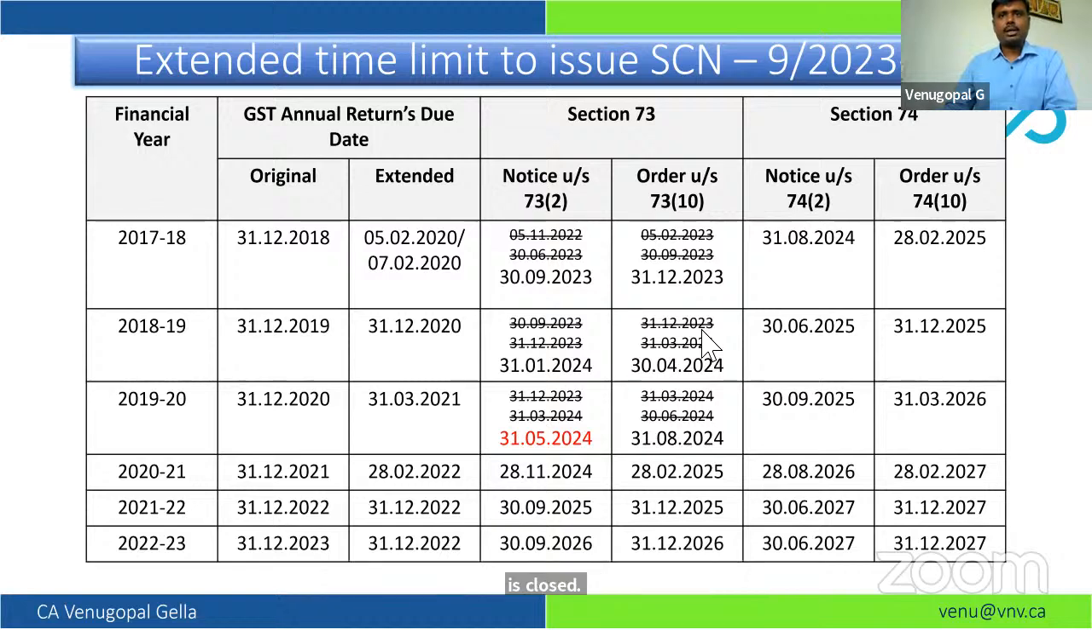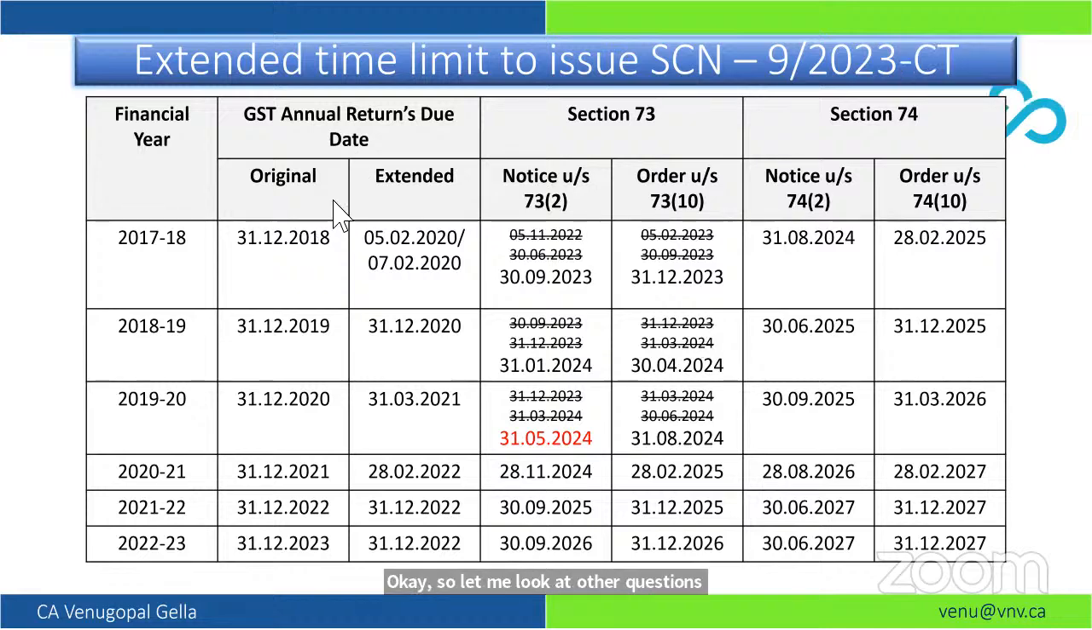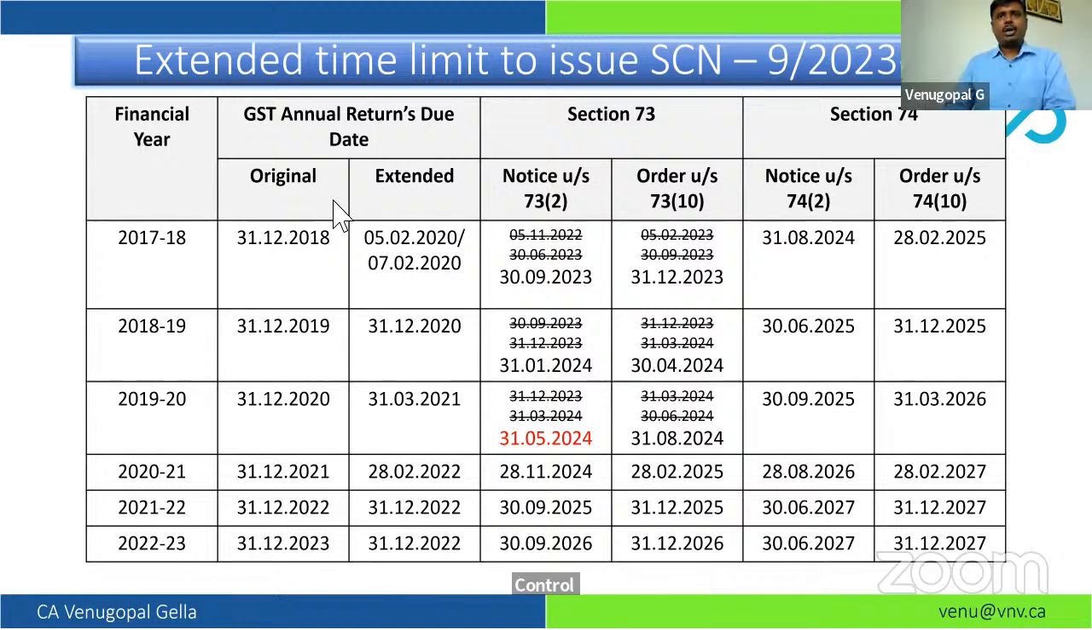All right. Okay, so let me look at other questions. Supplier has not generated the invoice, but it is in 2B. Is there a chance to get a notice? Yeah, see, Srijit, we also have Rule 36 which permits you the documents. I think you can't be penalized for the supplier's non-compliance.